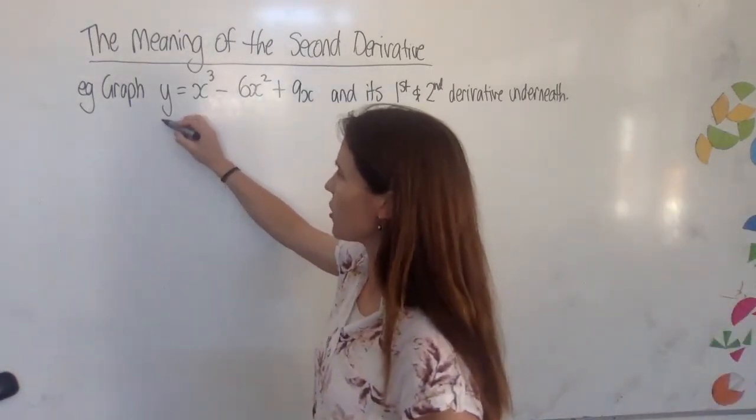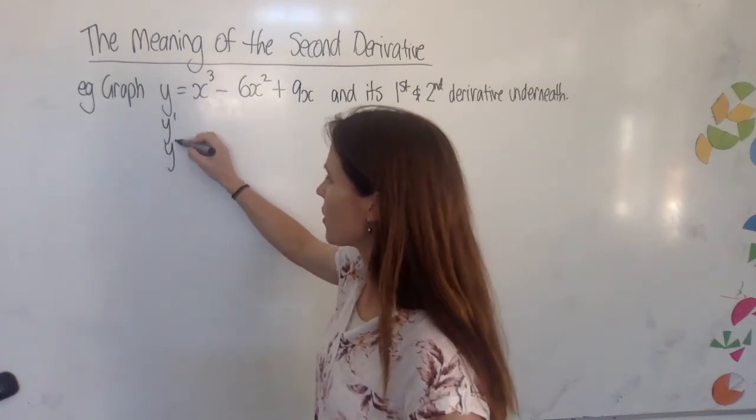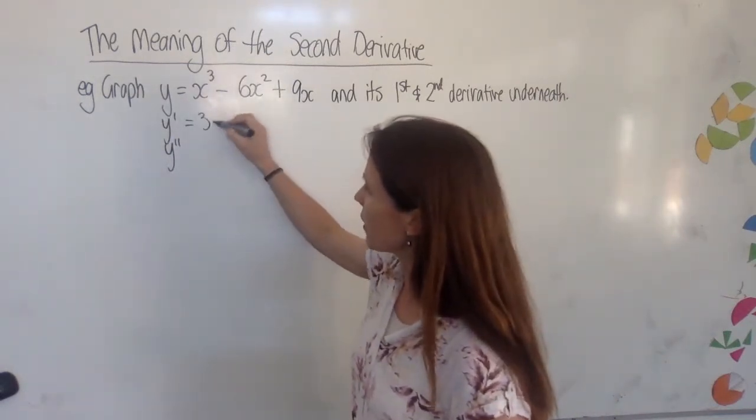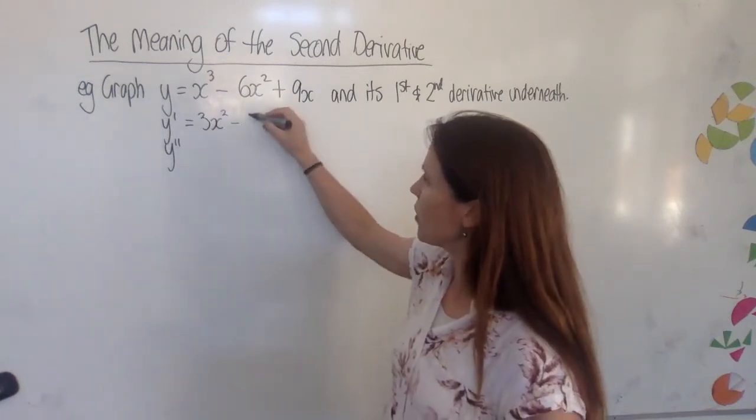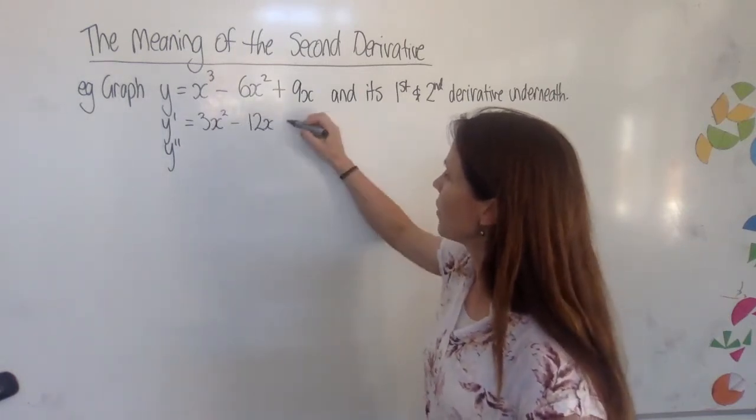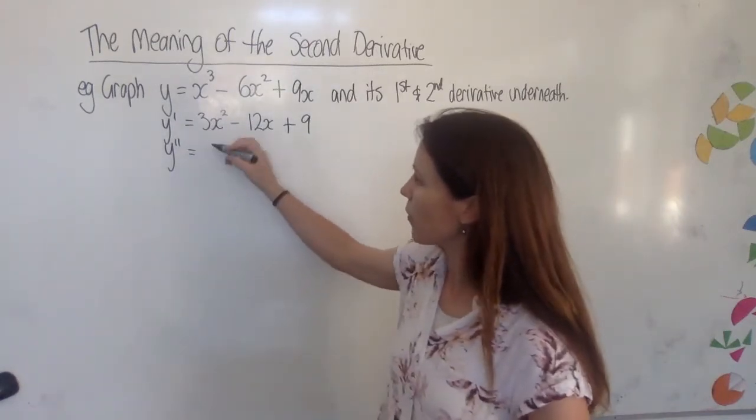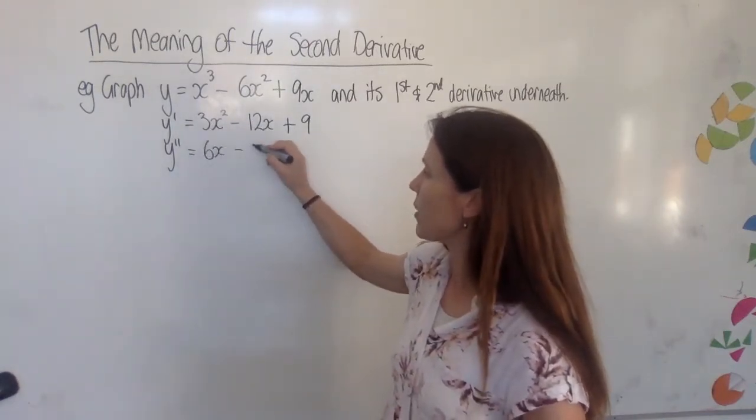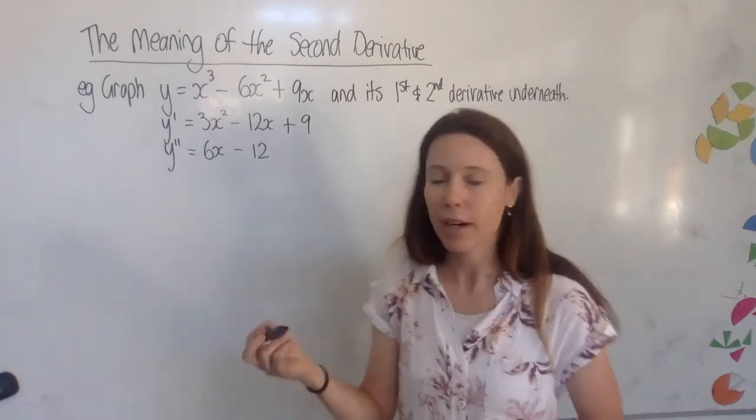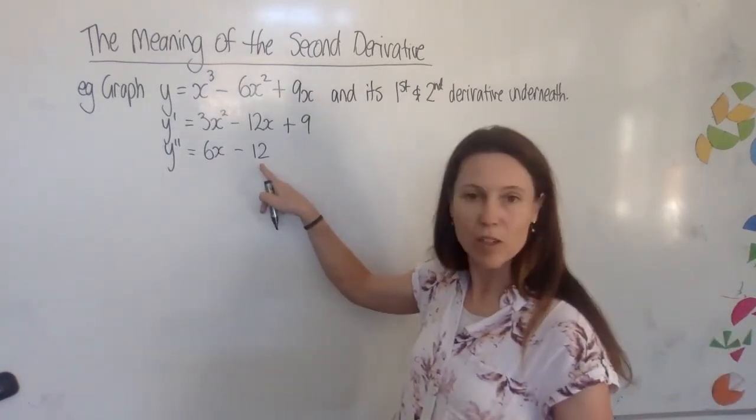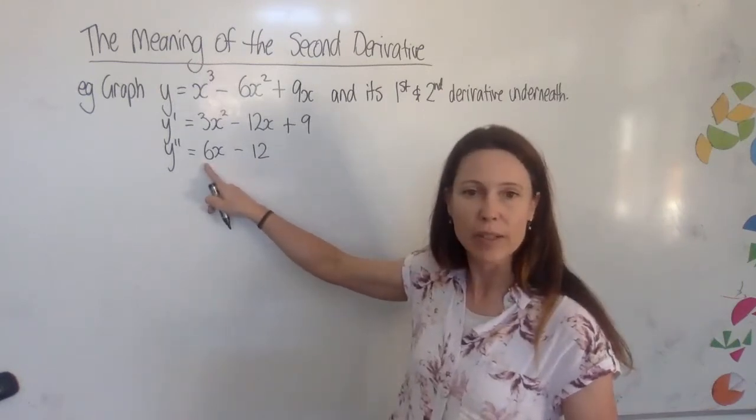Let's do the differentiations first and see what each derivative looks like. So here, if I differentiate one term at a time, I get 3x squared minus 12x plus 9. And if I then differentiate that, I'm going to get 6x minus 12. Alright, I think I can graph this one quite easily. That's got a y-intercept of minus 12 and a gradient of 6, so that's quite steep.